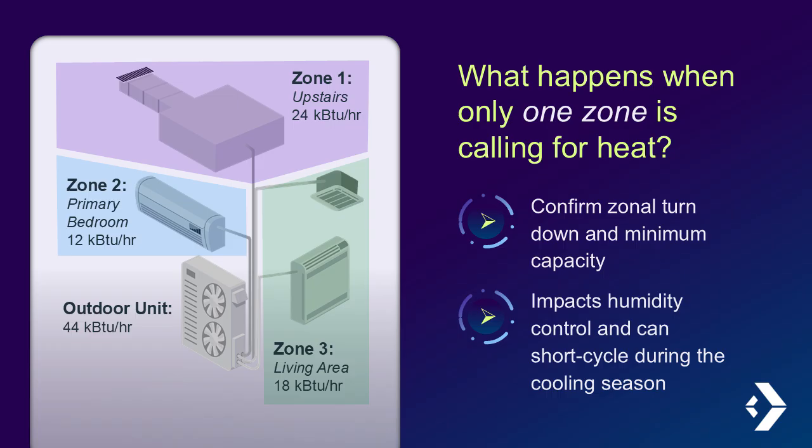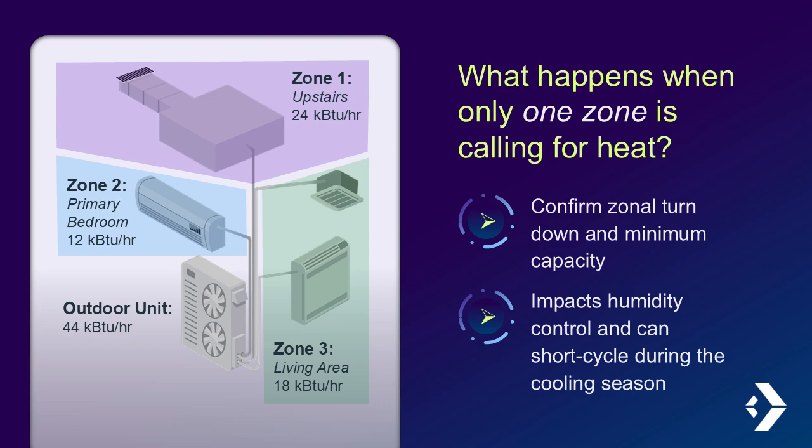Here's a common scenario. The primary bedroom is calling for heat, but the other zones aren't. In this case, the system could easily short cycle, constantly turning on and off, which impacts efficiency and comfort. To avoid this, consider using multiple one-to-one mini-split systems instead of a multi-split design. This approach can help prevent short cycling and improve overall system performance.